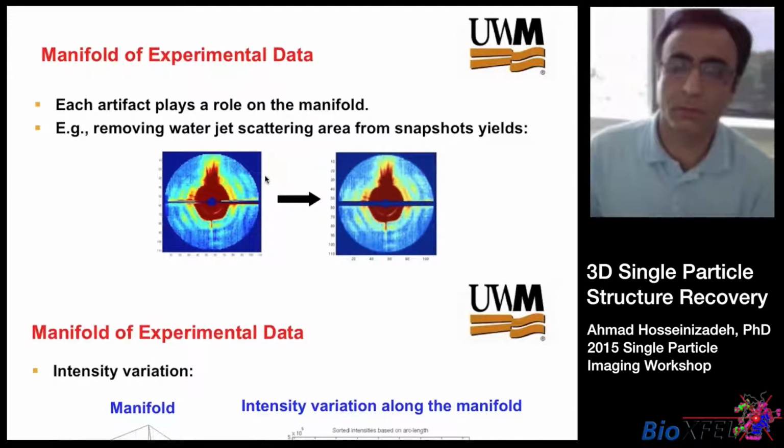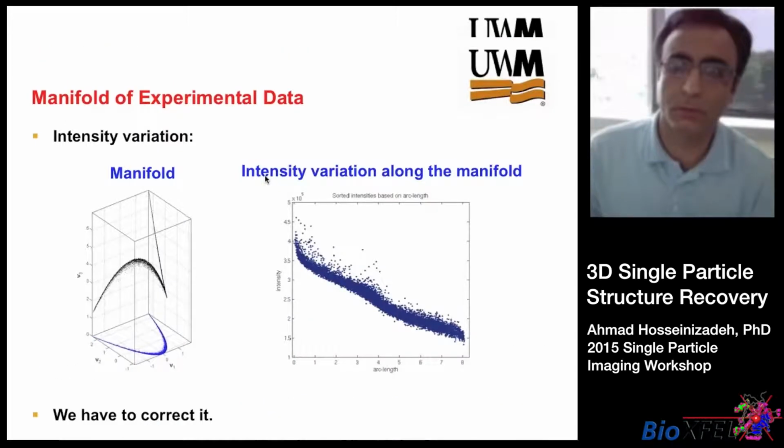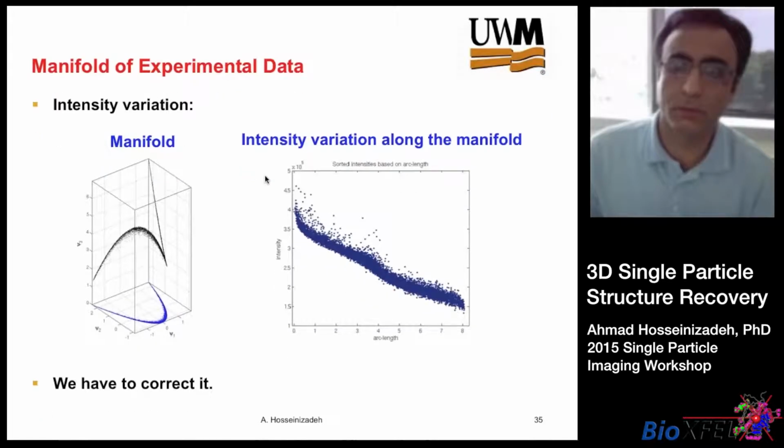Another example of variation, this was the manifold. If we compute the total intensity of each diffraction pattern sorted along this manifold, we can see this intensity plateau. As you see, the intensity varies from a maximum to a minimum, meaning that intensity varies from one end of this parabola to the other end. So we have to get rid of that somehow. So how to do that?